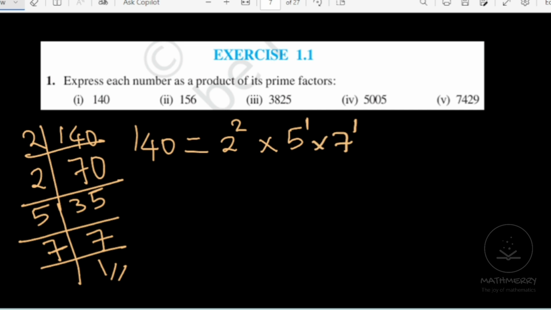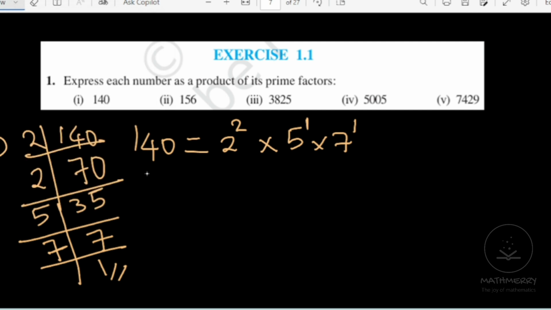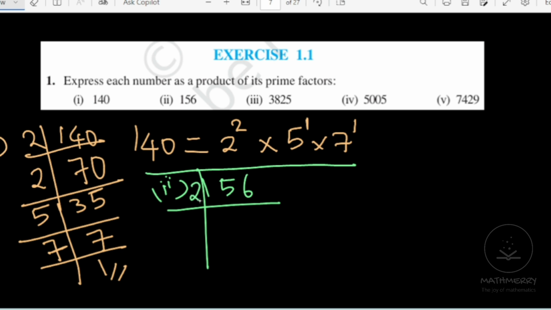Now the next one, this is about our first question. Now second question, it's about 156. So for 156, what we can do is, okay, second question, 156. It's again an even number, we can start with 2. Now 156 divided by 2, it will be 78. So 78, again it's an even number, divided by 2, it will be 39. Now what about 39?